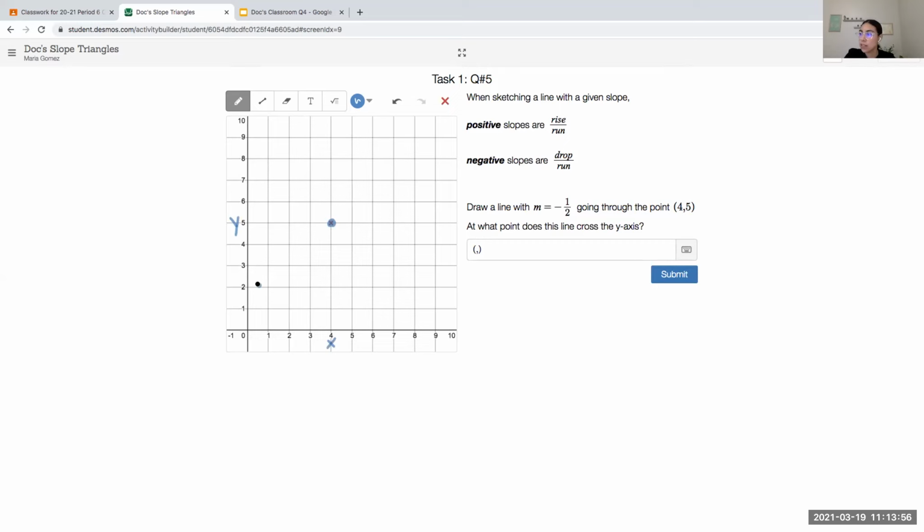Now, let me do this here on the side. A -1/2 is technically the same as a -1 over 2. A -1 means we're dropping down 1 and then we're running 2 to the right. Keep these directions in mind. So let's drop 1 and go over 2. See, dropped 1, ran 2, drop 1, run 2 again. This lets us put as many points as we want on here. Drop 1, run 2.